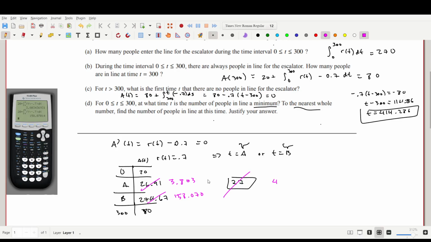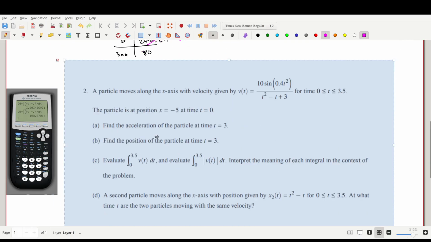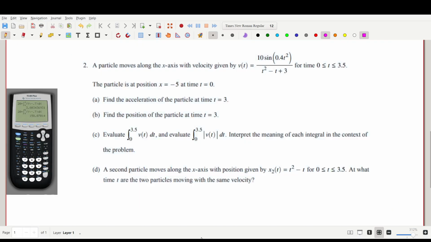Pulling it up here. More calculator stuff. This again is AB, so apologies to any BC people who might be watching at some point. All right, let's see. A particle moves along the x-axis, velocity given by whatever. Let me see if you can actually see my calculator. Yeah, you can see my calculator.